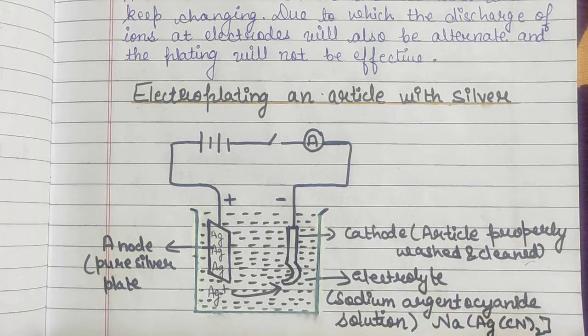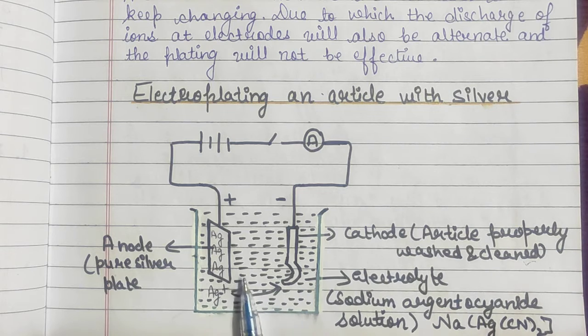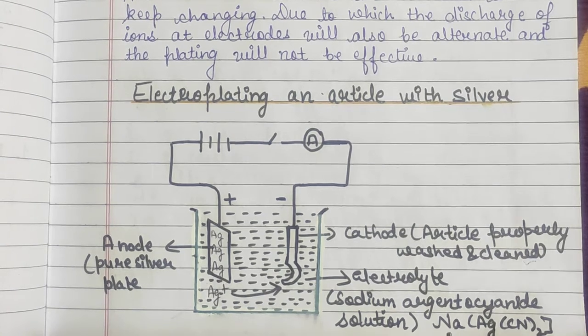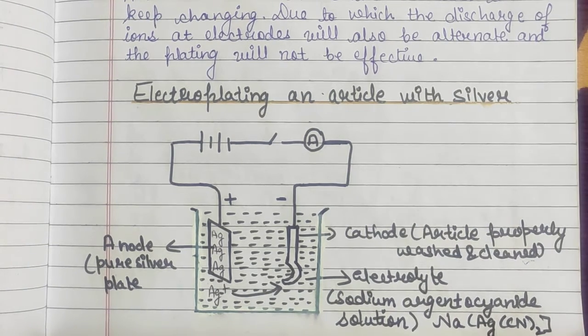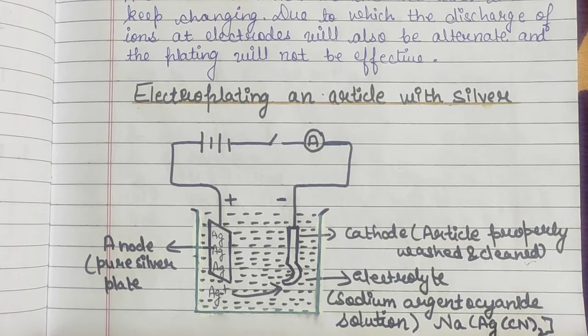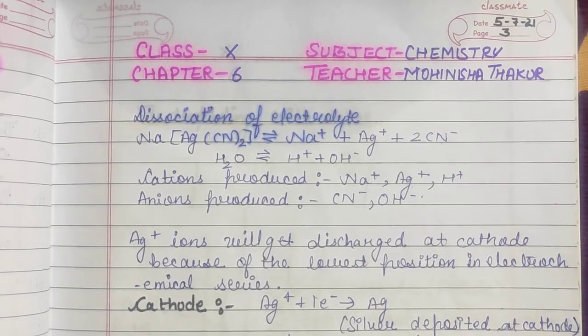And as electrolyte we will use sodium argentocyanide solution. It is a complex solution. So what is its formula? NaAg(CN)2. So this electrolyte we will use and we will do the electroplating of an article with silver. For this you may observe the diagram on page number 2 that we have already discussed.